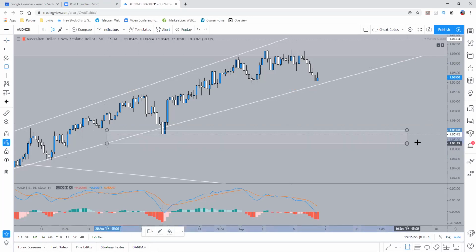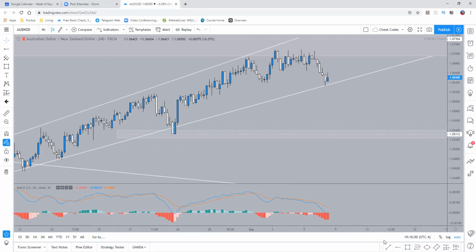Does anyone else see it? That triangle. Think bigger.